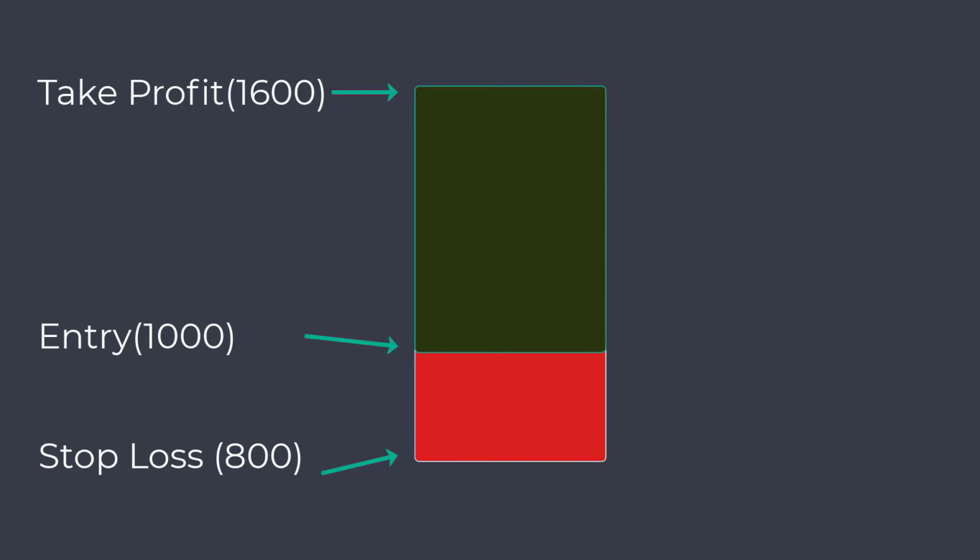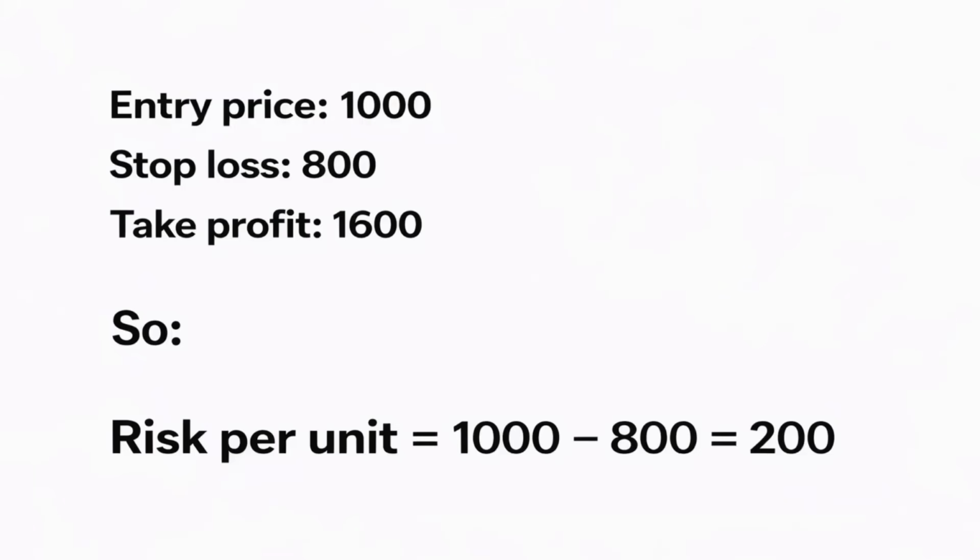Here's the trade setup for a long. Entry price, 1,000. Stop loss, 800. Take profit, 1,600. So risk per unit equals entry minus stop loss. 1,000 minus 800 equals 200.